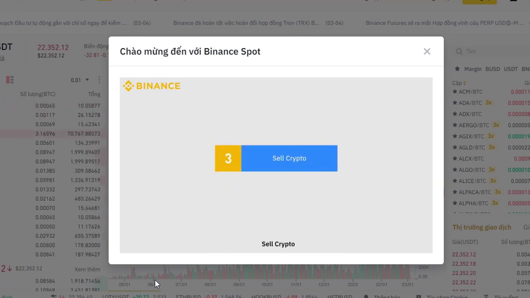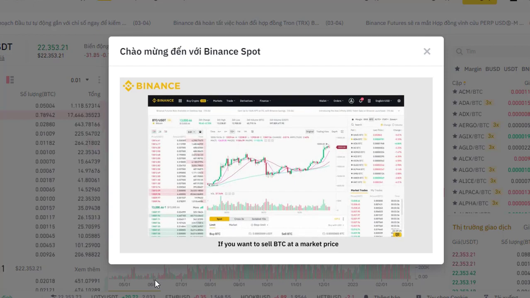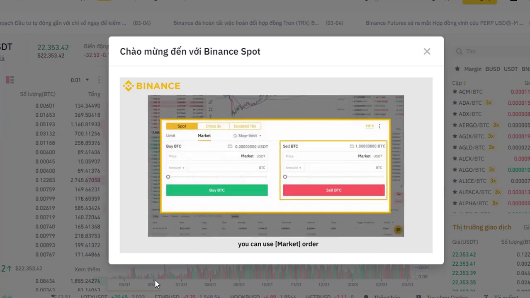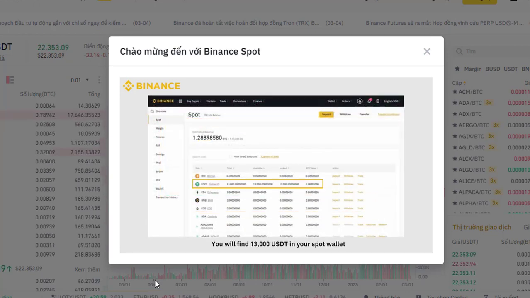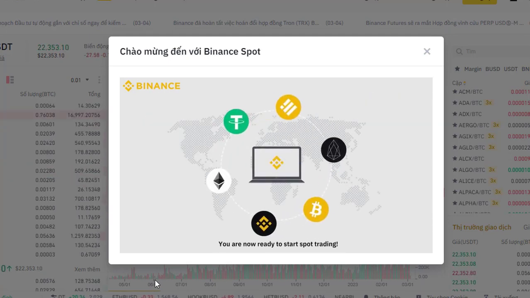Sell crypto. If you want to sell BTC at a market price, you can use Market Order. Enter the selling quantity to complete the transaction instantly. You will find 13,000 USDT in your spot wallet. You are now ready to start spot trading.